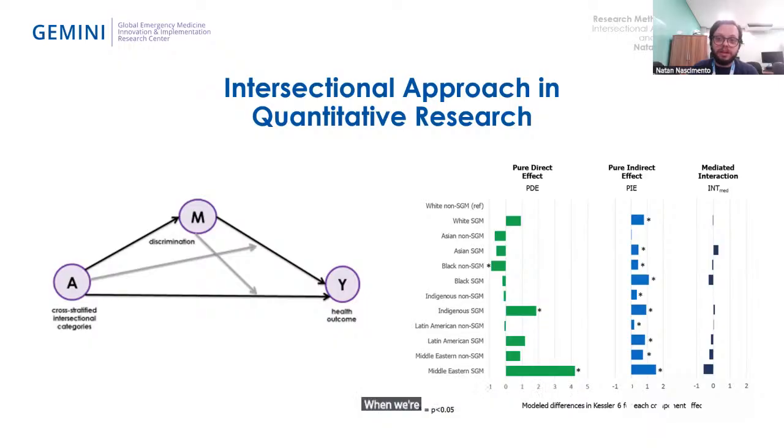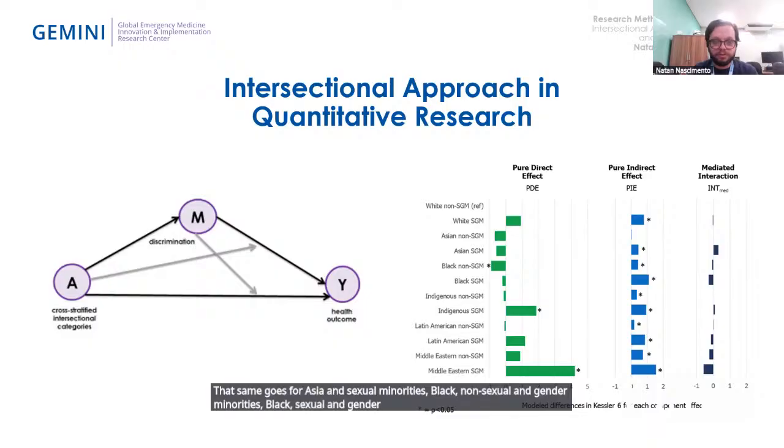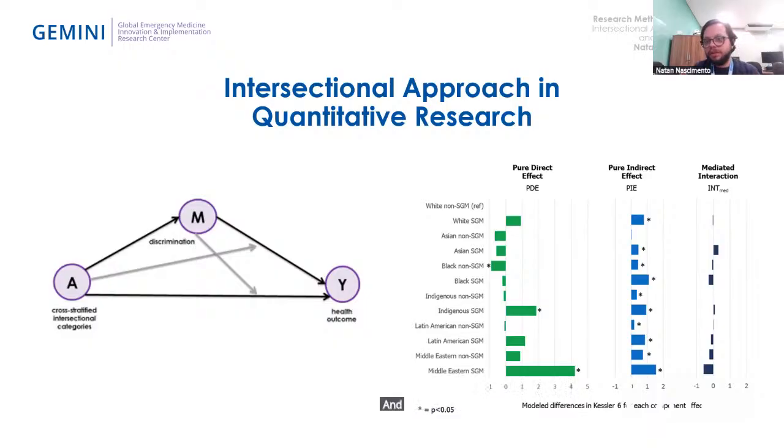When we're talking about the pure indirect effect, meaning the mediation path going along with discrimination, all the groups fear more discrimination, of course. So those white sexual and gender minorities will have more health impacts when they have increased discrimination. The same goes for Asian sexual and gender minorities, Black non-sexual and gender minorities, Black sexual and gender minorities, and all the groups. And last but not least, the mediated interaction, which accounts for the heterogeneity of the sample, is not significant, meaning that they all perceive discrimination as the same.